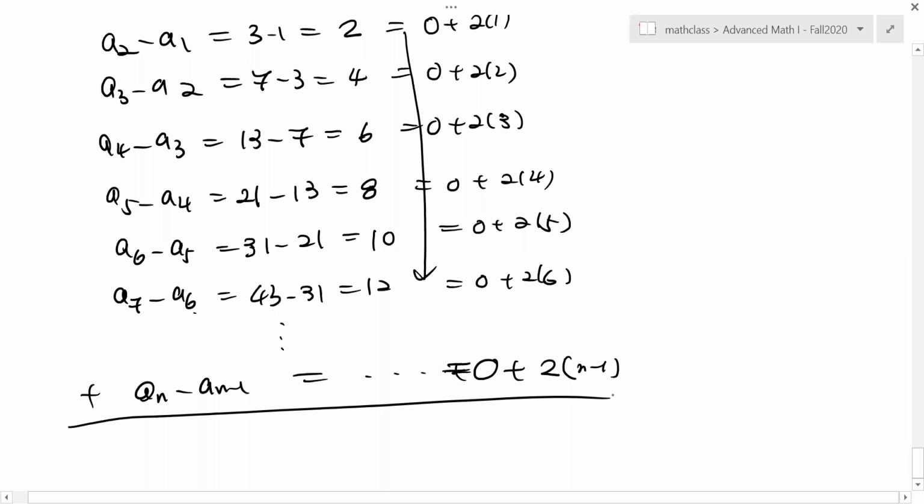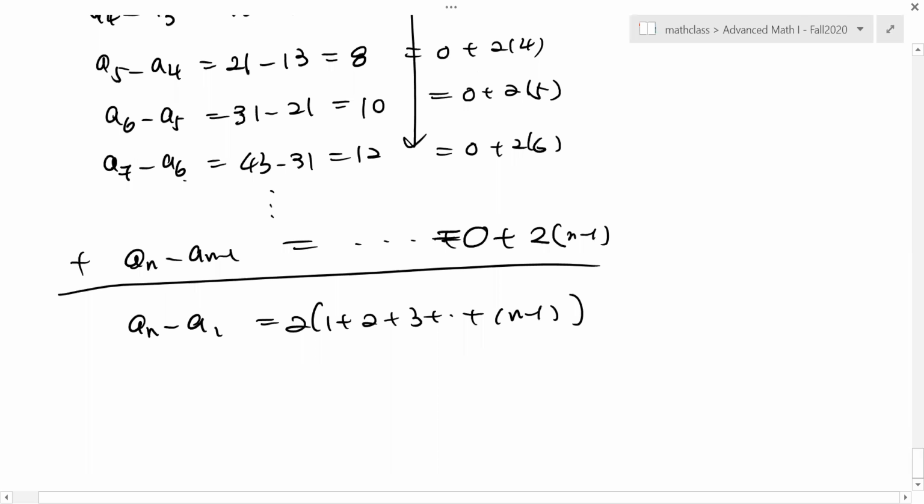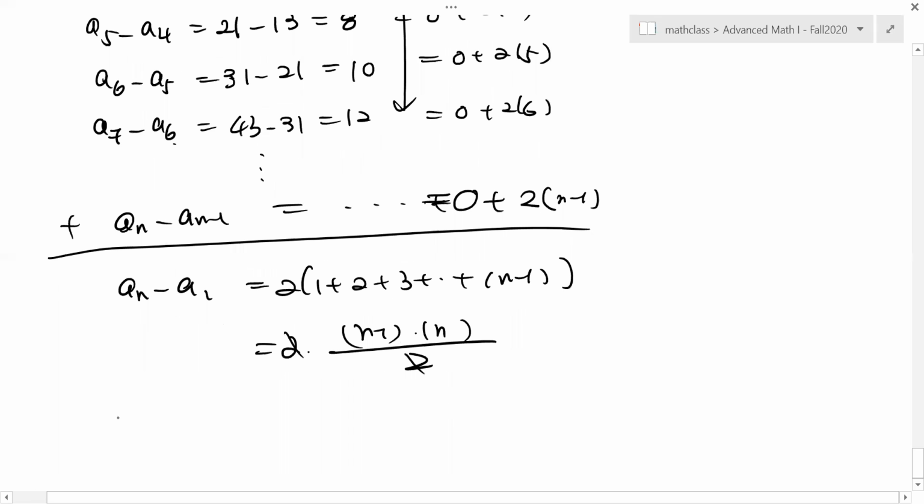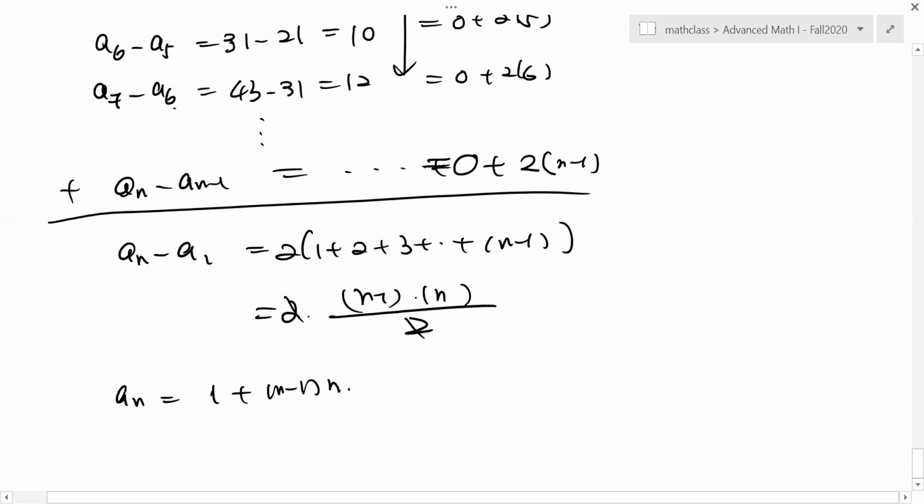Then you add all together, you will see lots of terms cancel out on the left-hand side. What is left is a_n minus a1 equals 2 times... Here, every term has a factor of 2. So the last term is (n minus 1). Then use the formula: (n minus 1) times (n minus 1 plus 1) is n. Cancel it out, and then you get a general formula. Okay, what is a1? a1 begins with 1, so it's 1. So this is the formula we have.